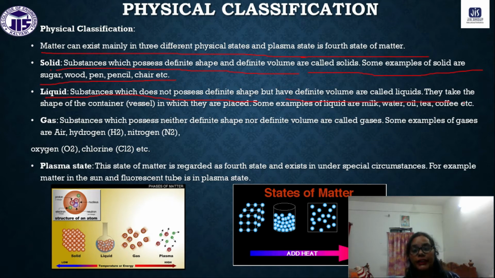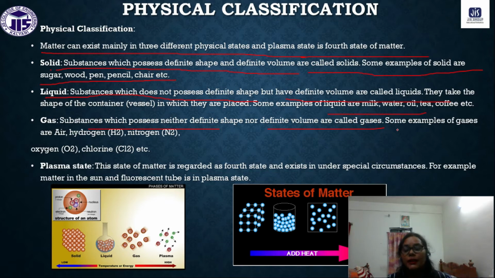What will happen for the liquid? The intermolecular attraction force is less to some extent than in solid materials. That is why they don't have definite shape but have a definite volume. Some examples you know already: milk, water, oil, tea. And gaseous substances which possess neither definite shape nor definite volume are called the gaseous state of the matter.